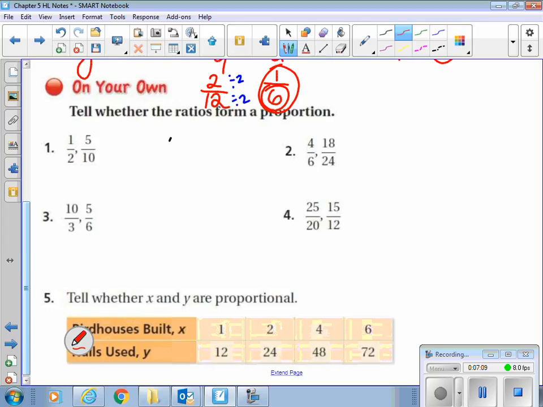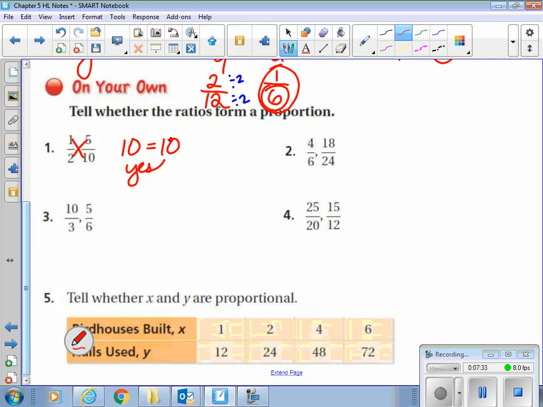In number 1, I'm looking at my cross products. 2 times 5 is 10. 1 times 10 is 10. Since they are equal to each other, this would be a yes. If you simplified them, 1/2 is already simplified. 5 over 10 can be simplified to 1/2 by dividing both the top and bottom by 5. So again, you would get 1/2 equals 1/2, which is also true, making it proportional.